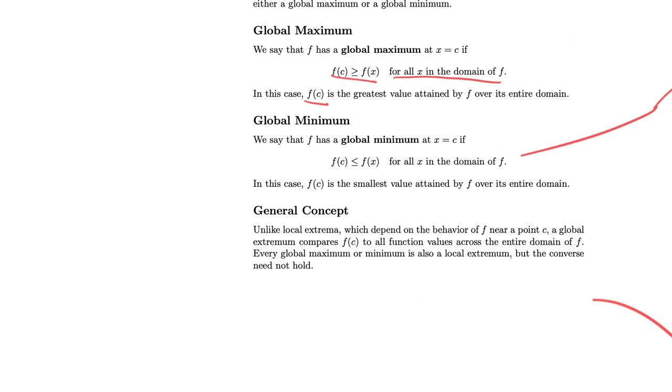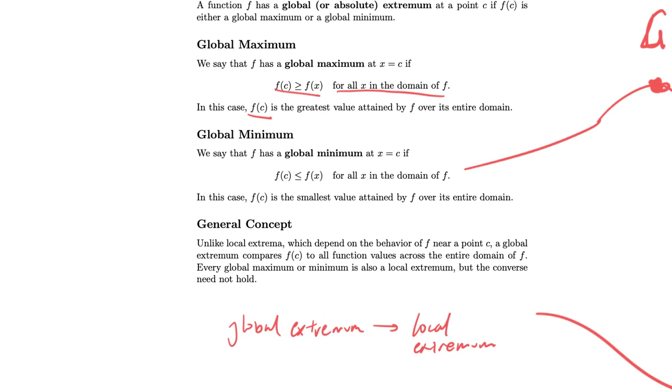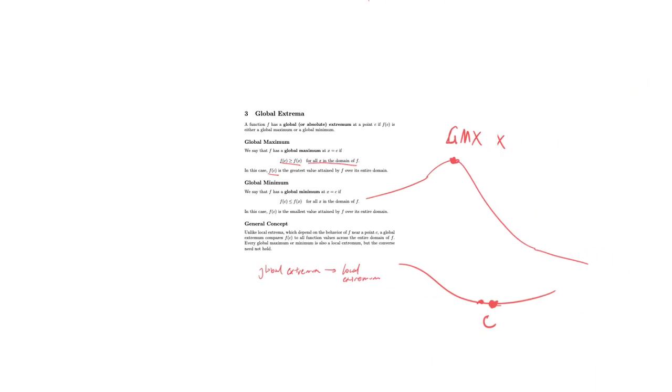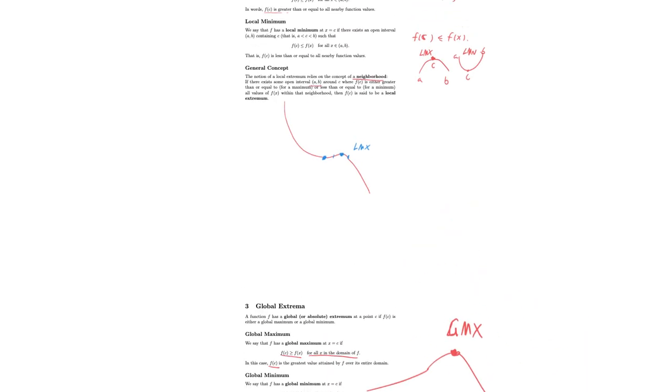And we have a property that if you have a global extremum, you must also have that point as a local extremum. And that is very simple, because if you're greater or equal to everyone in the function, or less than or equal to everyone in the function, then you must be greater or equal to, or less than or equal to, everyone in your neighborhood, right? The neighborhood is a subset of the total, or the global, domain.